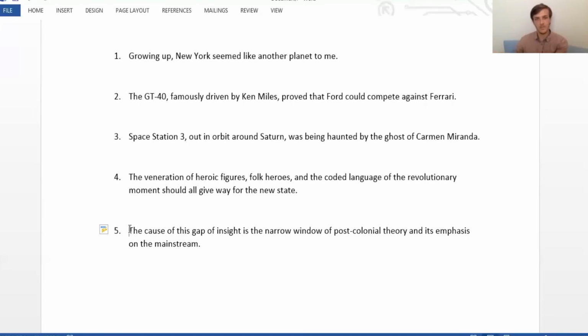Now, Peter, can you tell me what horrible sin I've done here? Cause of this gap of insight is the narrow window of post-colonial theory and its emphasis on the mainstream. So this sentence, it's passive, right? It begins the cause of this gap of insight. And so apart from being a little bit confusing to read, I just want to get to the gap of insight or the narrow window. It seems like there's too much stuff, the cause of, before that.